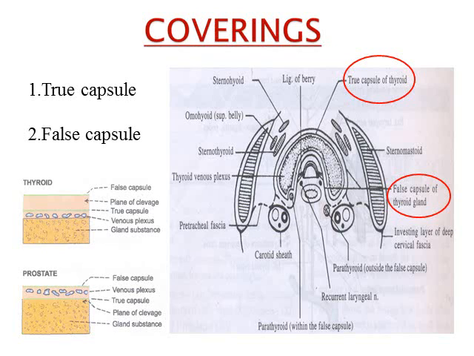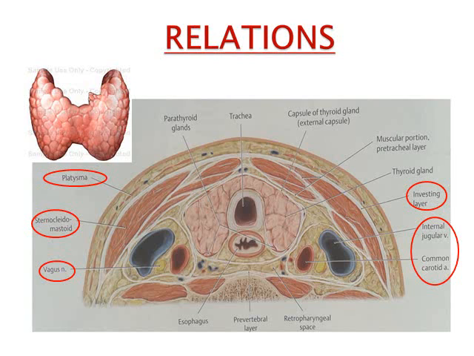Between the true capsule, deep to the true capsule, you will have the venous plexus. So in surgeries, while removal of the thyroid gland, along with the true capsule, they have to remove. These are the relations from superficial to deep: skin, superficial fascia containing platysma muscle, then the medial most anterior border of the sternocleidomastoid muscle, then you will get sternohyoid muscle, sternum to hyoid, then sternothyroid muscle. These are the anterior relations of the thyroid gland.